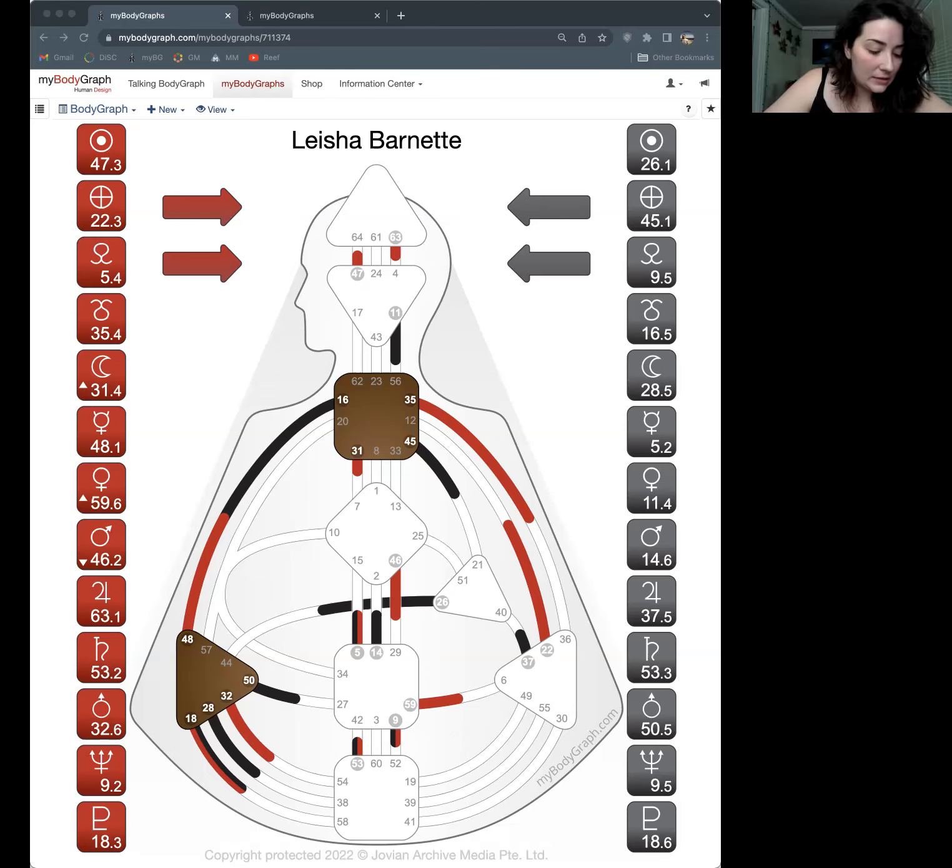There's a hanging gate from 13. Okay. But yes, otherwise, yes. Okay, so that's what makes you a manifestor. So you're an ego manifestor.